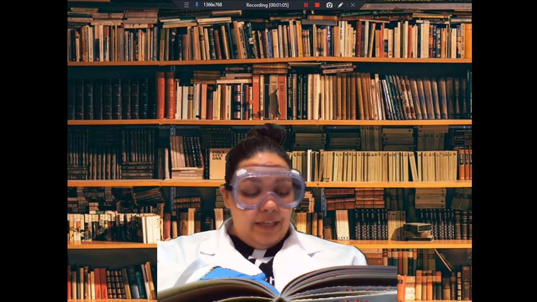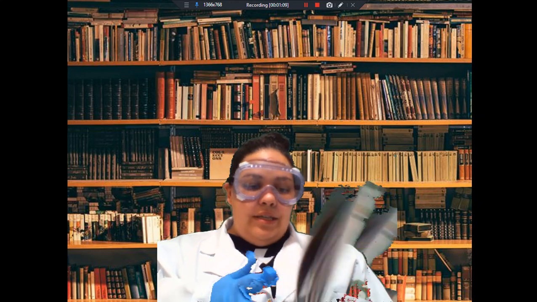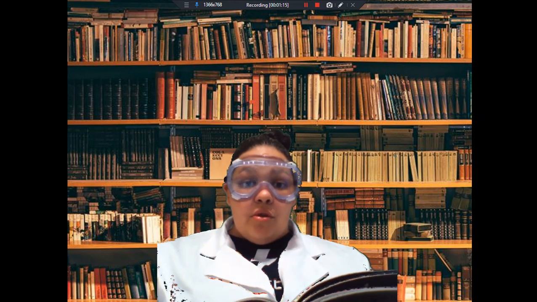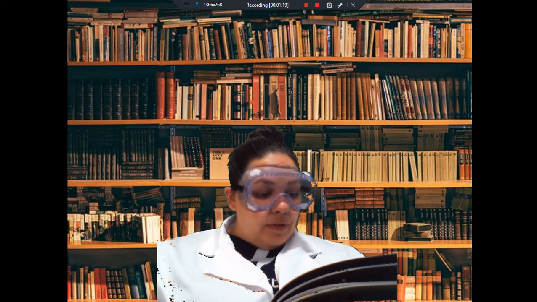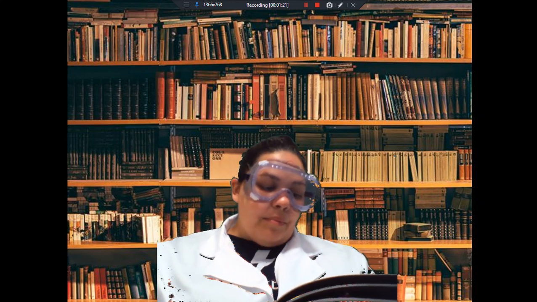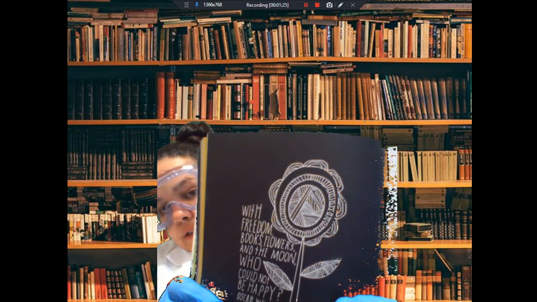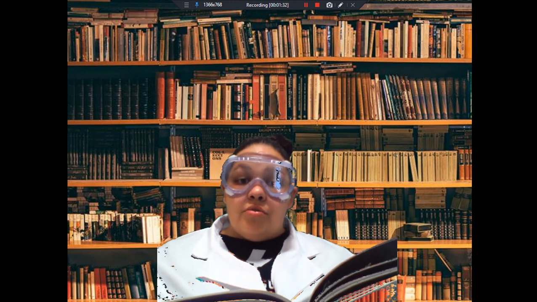You guys caught me reading again. Well, today what I'm reading is Whatever You Are, Be a Good One, and they have 100 inspirational quotes. Check out this one. With freedom, books, flowers, and the moon, who could not be happy? That's by Oscar Wilde. Check out this illustration. It's pretty cool, huh?